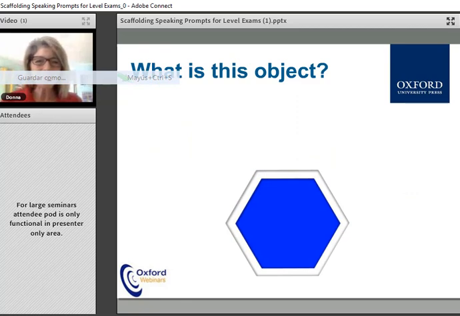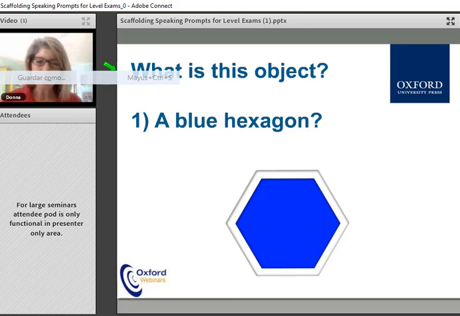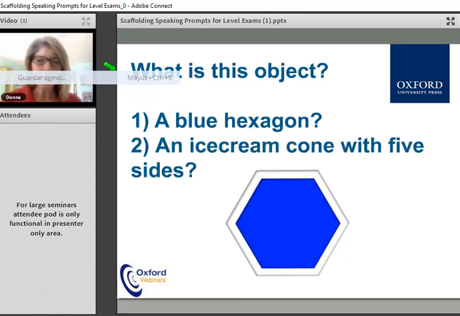What is this object? Is it a blue hexagon, or is it an ice cream cone with 5 sides? I know, Rosa. None of us like to read. Okay, so obviously it's 1, but you read 2. It's not an ice cream cone, and this has 6 sides. So we now know that a hexagon has 6 sides.